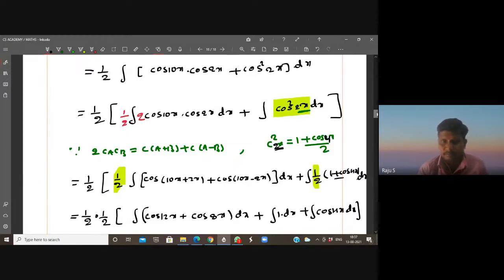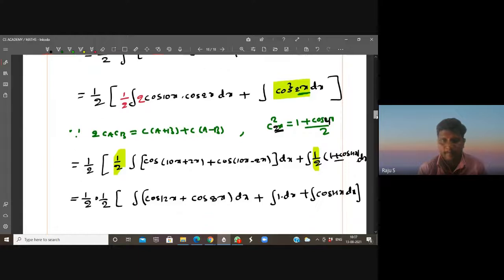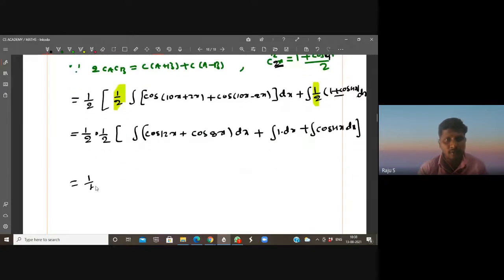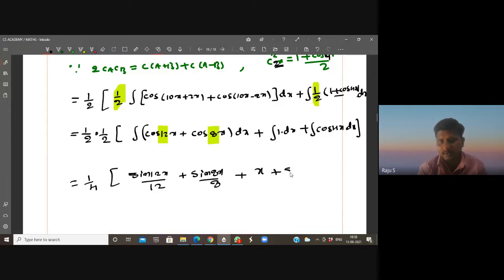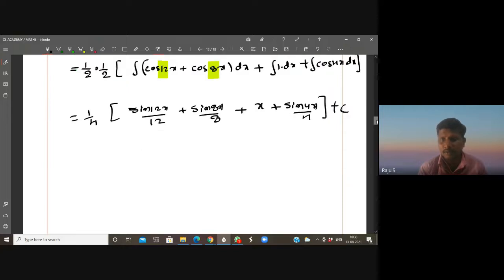Now you can write it as 1 by 4 times of: the integral of cos 12x is sine 12x by 12. I told you very clearly, the coefficient you should write in the denominator. This 8 you can write in the denominator too. So plus sine 8x by 8, plus 1 becomes x, plus cos 4x again gives sine 4x by 4, plus c.